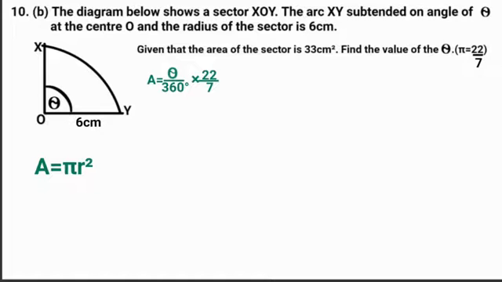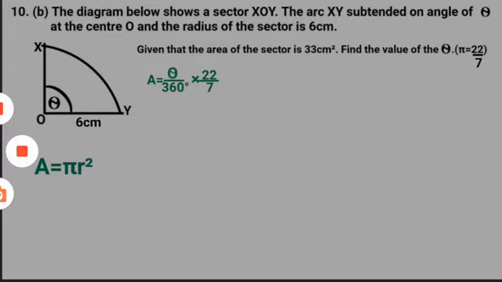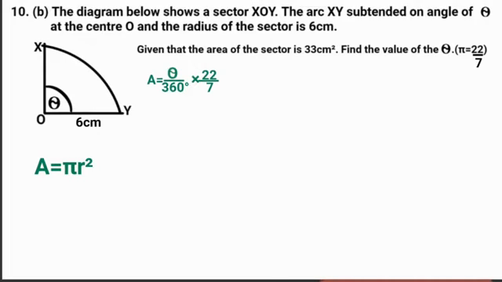You can see that the radius is given here as well as here on the diagram. Those two are giving us the radius. So what we're going to do now is multiply by 6 centimeters squared, since it's the radius squared.